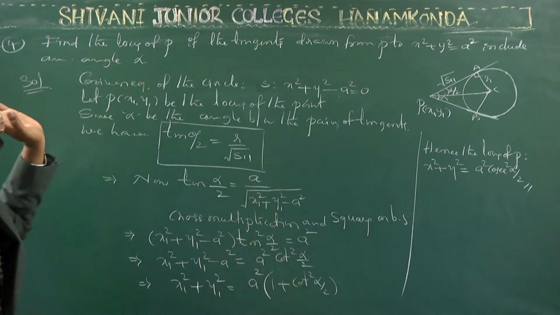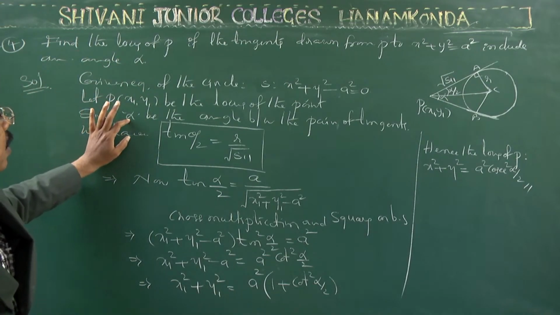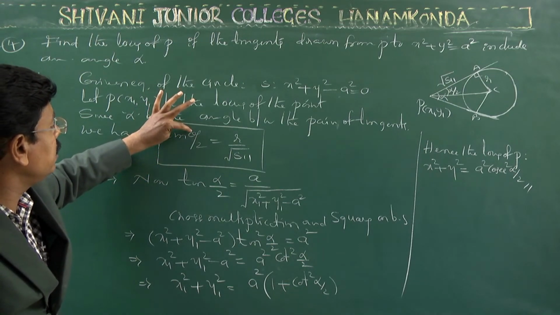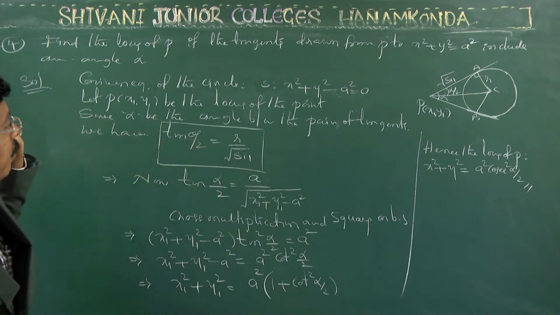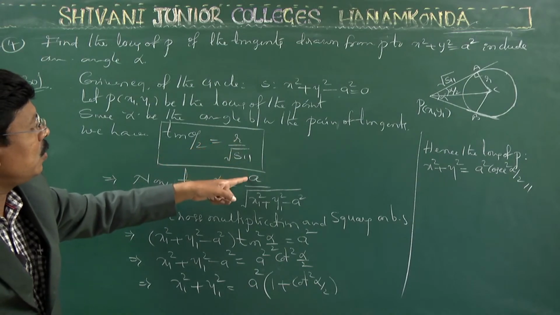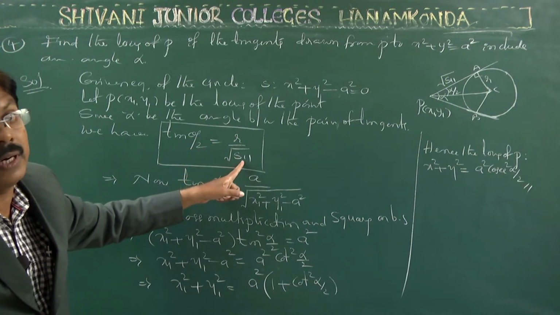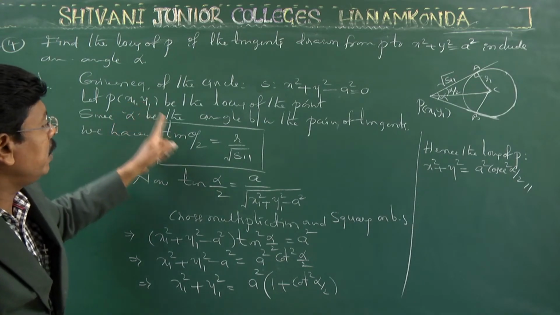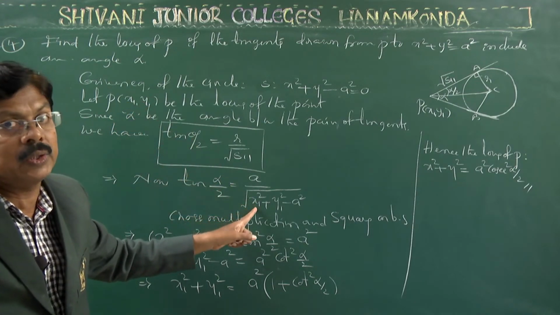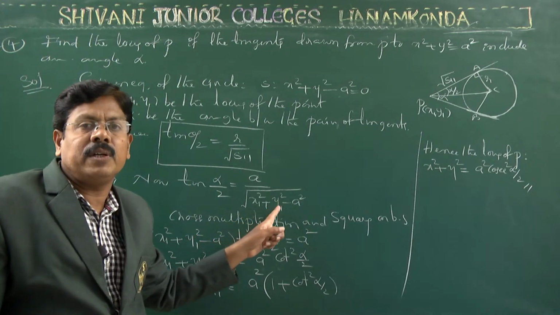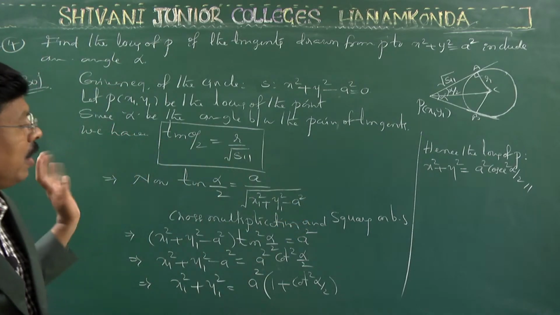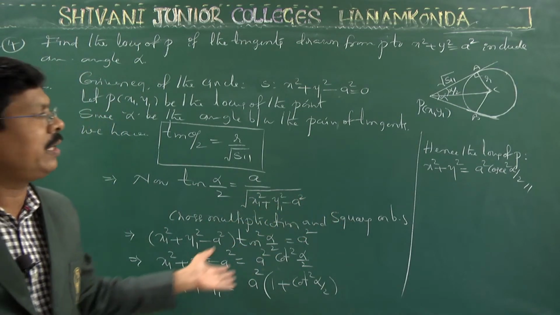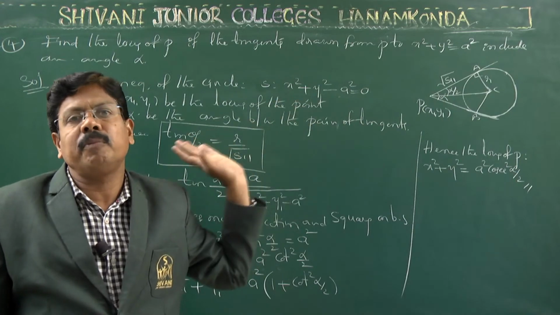You know very well, the angle between the pair of tangents, in place of theta is equal to alpha, right? Okay, fine. Radius r is equal to a. S11: in place of x is equal to x1, y is equal to y1, then substitute. The result is x1 square plus y1 square minus a square. Then do cross multiplication and squaring on both sides. Then finally we will get the locus of the point, that's all.